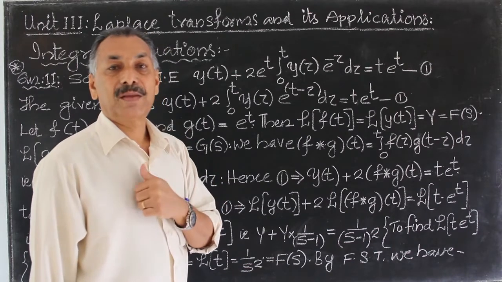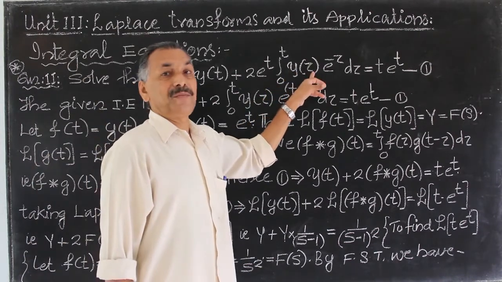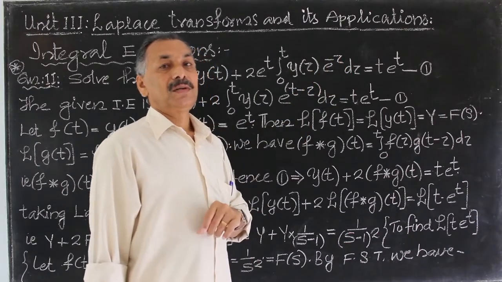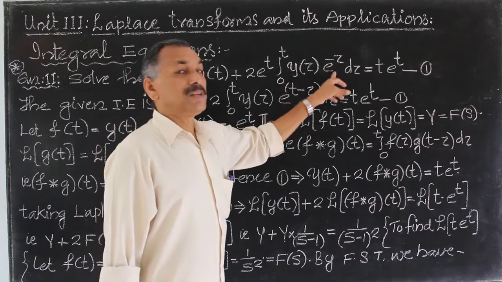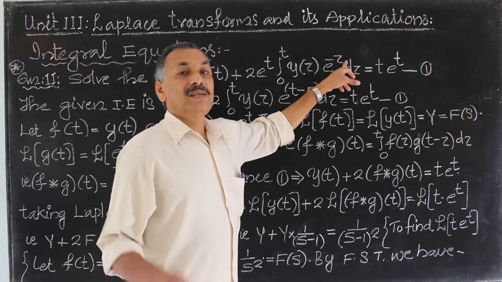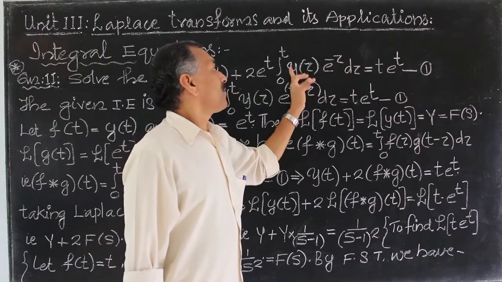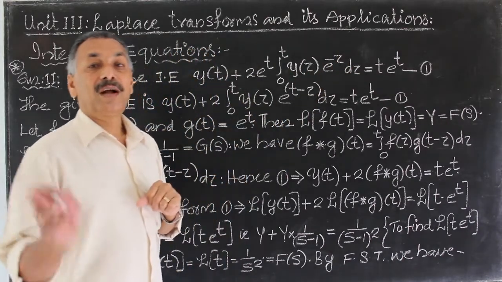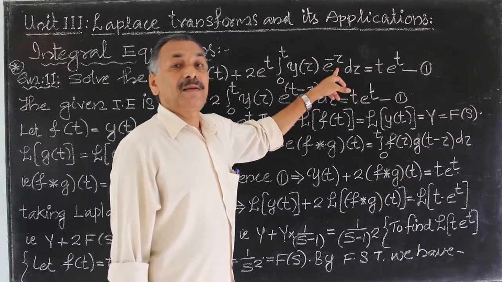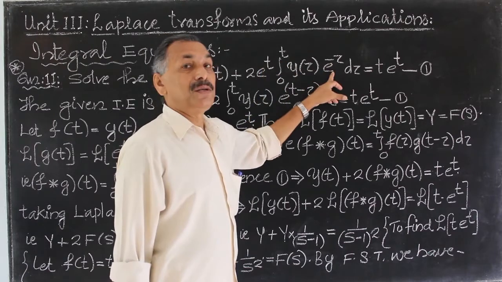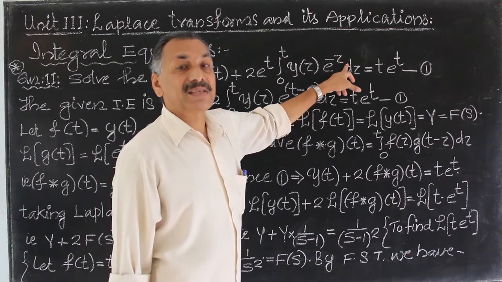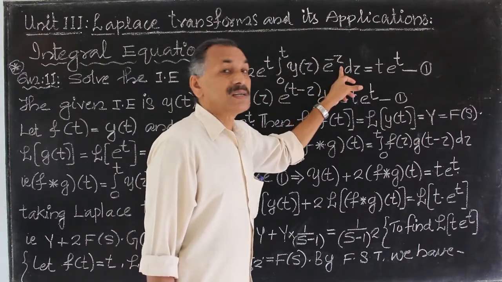For that, f of u into g of t minus u. Now f of z into g of t minus z, and then what is f of t? We consider f of t is equal to y of t. And what about g of t? g of t is equal to e raised to t, multiply e raised to t into e raised to minus z. Since a raised to m into a raised to n is equal to a raised to m plus n, that is e raised to t minus z into dz.